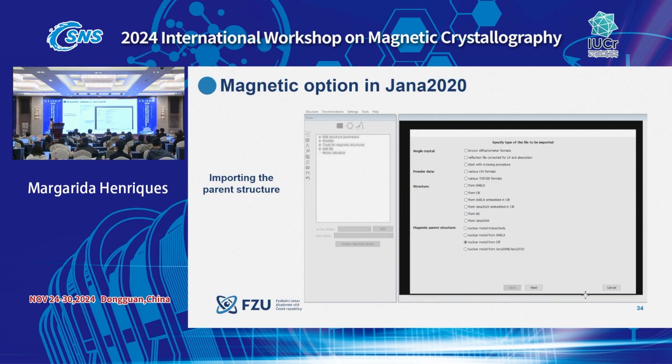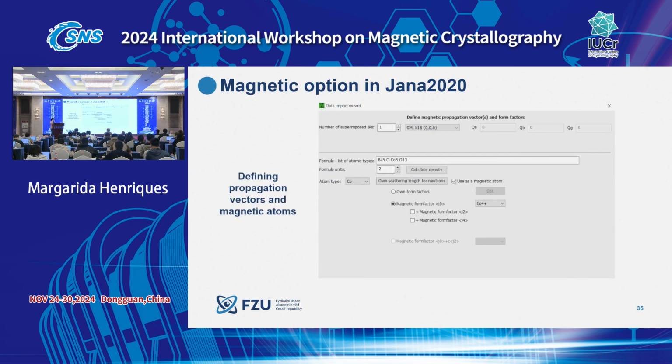So this is a typical window of Jana where you will choose how to start your magnetic structure. Usually we start with the CIF file of the crystal structure. Then here is the window where to define. On top you will define the number of your reps and the magnetic propagation vector of your structure. In the middle part you choose which atoms are the magnetic ones, and in the lower part you choose the form of your magnetic form factor for the atoms you have.